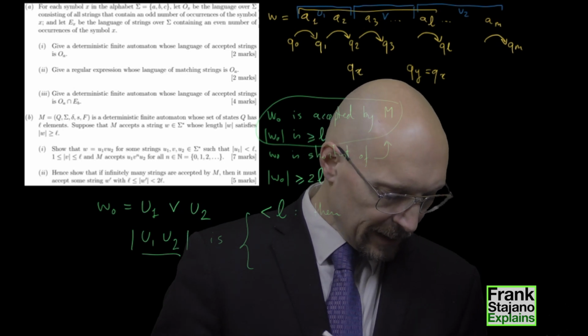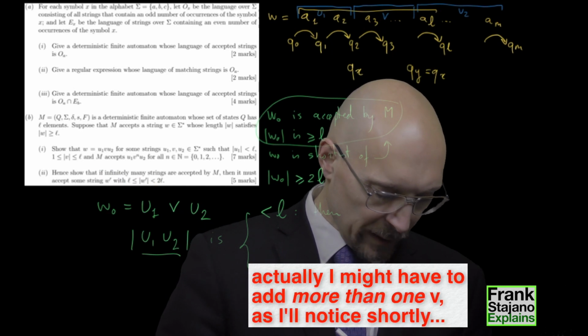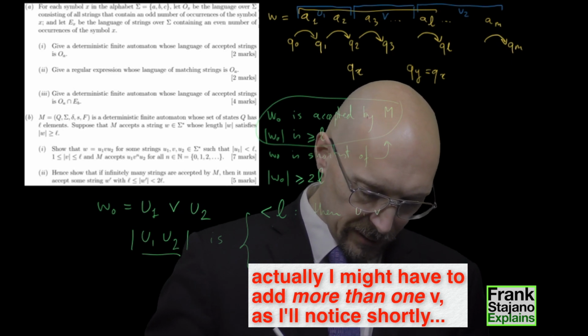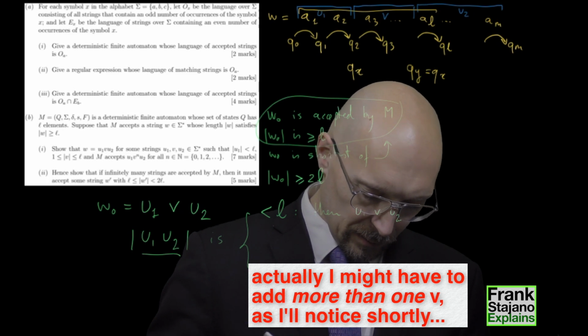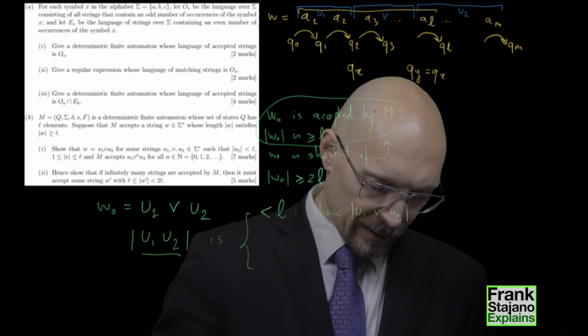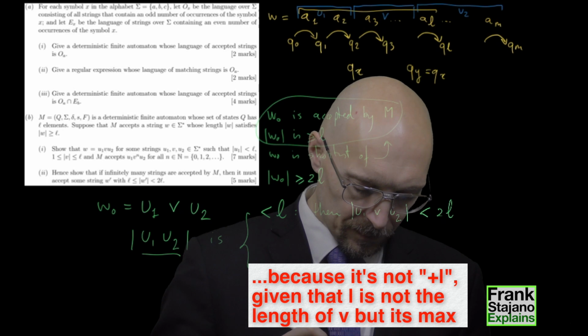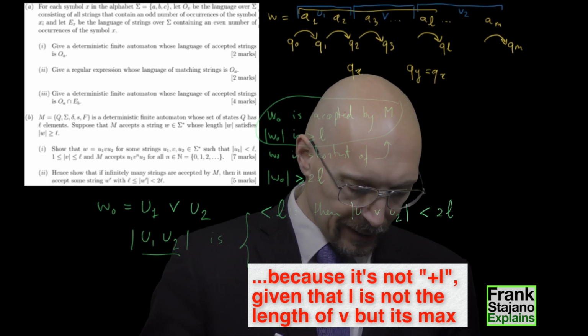Because it's strictly less than L, it wouldn't be an example of these that are between these two. But if I add one more cycle, then it would be. So U1 V U2, the length of this would be something less than L, plus L would be strictly less than 2L. And it would also be greater than L.